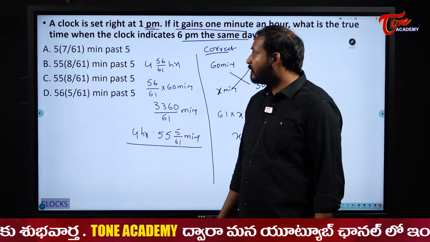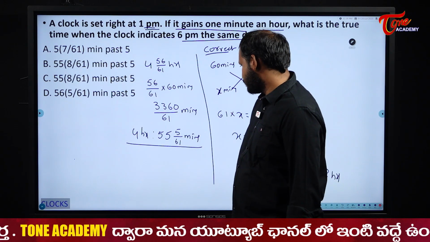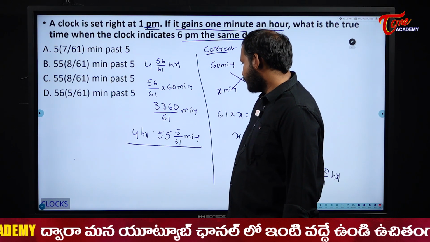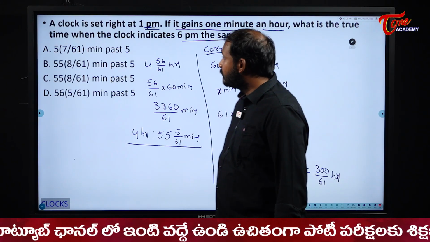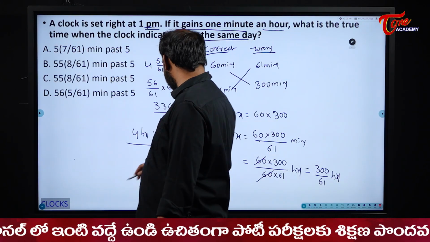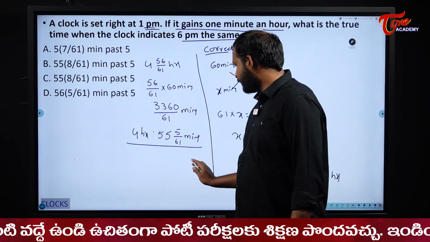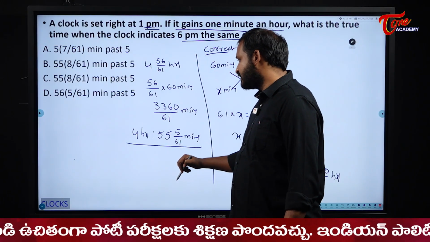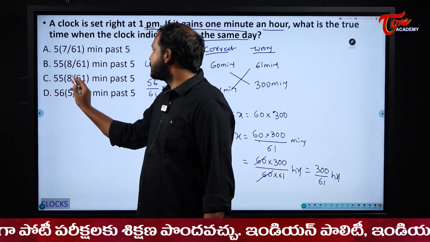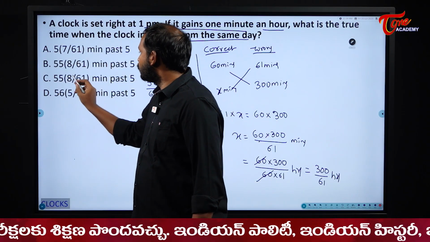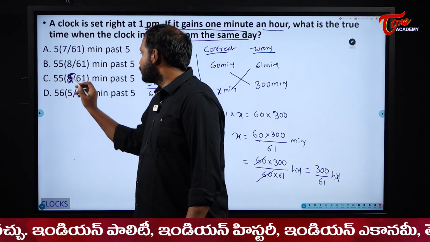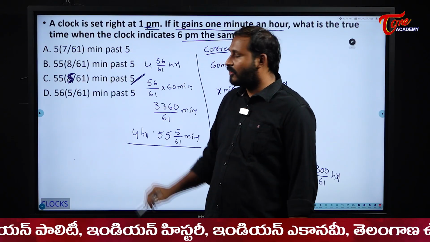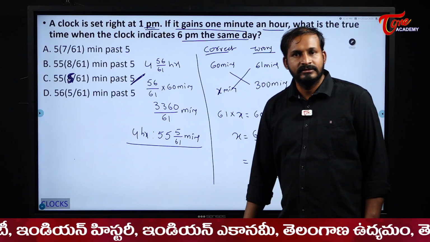So now what will be our answer in this case? There is some problem in this option, students. You will have here 55 5 by 61. Two options are the same, sorry, please convert one into 5 by 61. So the answer is option C.